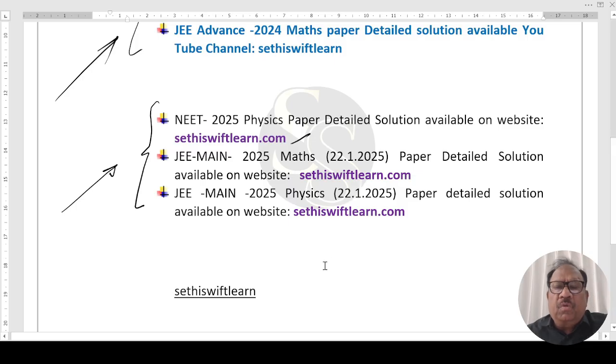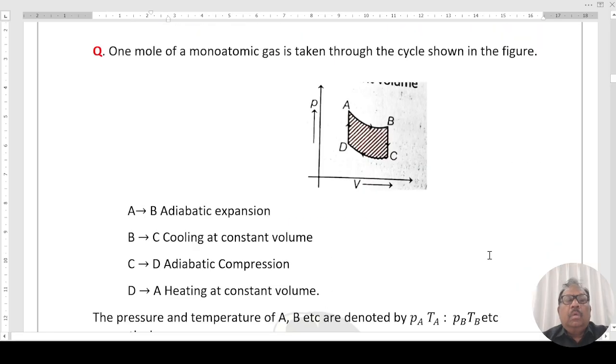Now let's start with the question. Question is, 1 mole of a monoatomic gas is taken through a cycle shown in the figure: A to B, B to C, C to D, D to A. A to B is adiabatic expansion. B to C is cooling at constant volume. C to D is again adiabatic compression. And D to A is heating at constant volume.